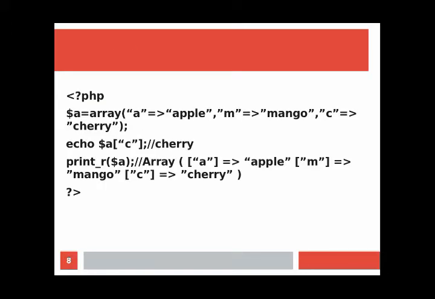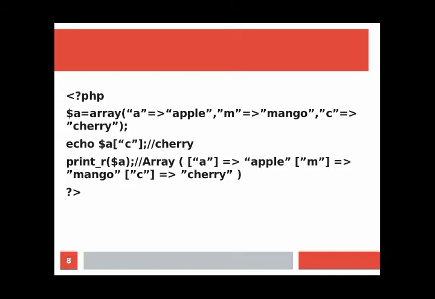Here we have to start with the PHP tag. So here PHP, then $a is the array. So $a equal to array. Then within double quote we have to write "a". So here it is a key, and arrow, then within double quote "apple". So here it is the value, key value. Then same here, M mango, C cherry. So here we have taken the three elements of this array with the key and value.